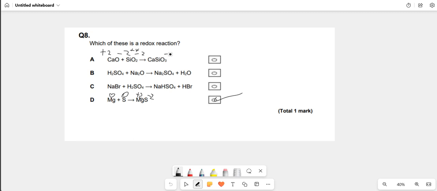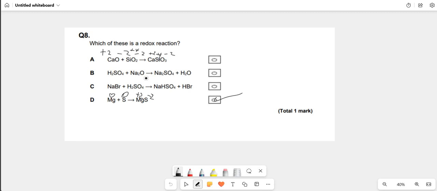CaSiO3 is -2, so -2 times 3 is -6. Calcium is always +2, so Si has to be +4 to counteract that and make it go up to +6, because 2 plus 4 is 6. And as you see, nothing changed. Calcium stayed as +2, Si stayed as +4, nothing changed. So it can't be A.